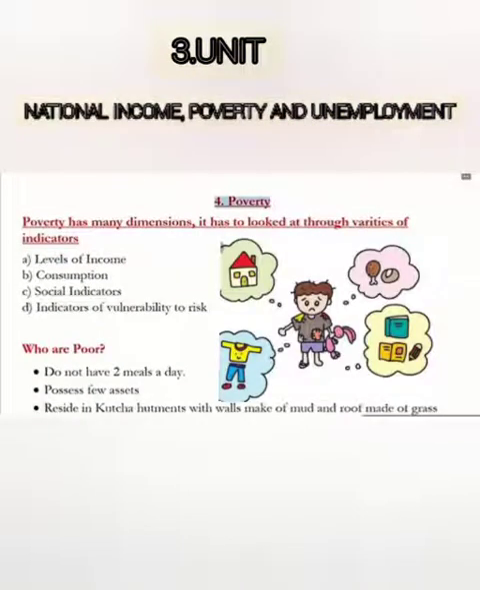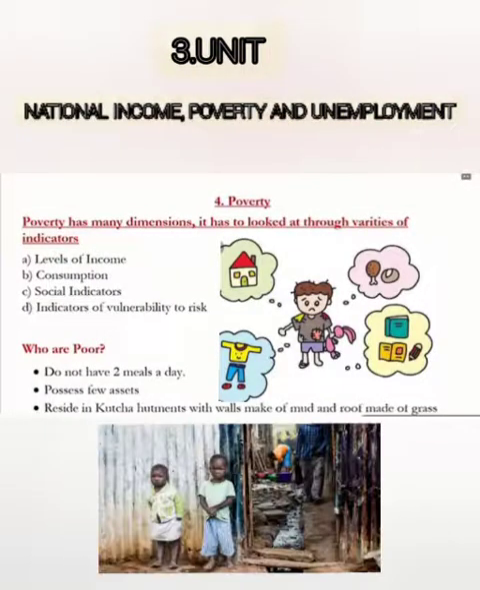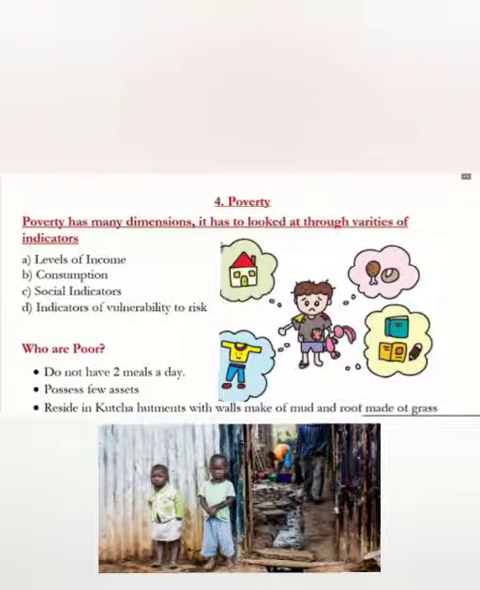Students, poverty has many dimensions. Here we have some indicators to measure poverty. Levels of income, consumption, and social indicators are the indicators. And who are the poor? They do not get two meals a day and possess few assets only. They reside in houses with walls made of mud and roofs made of grass.